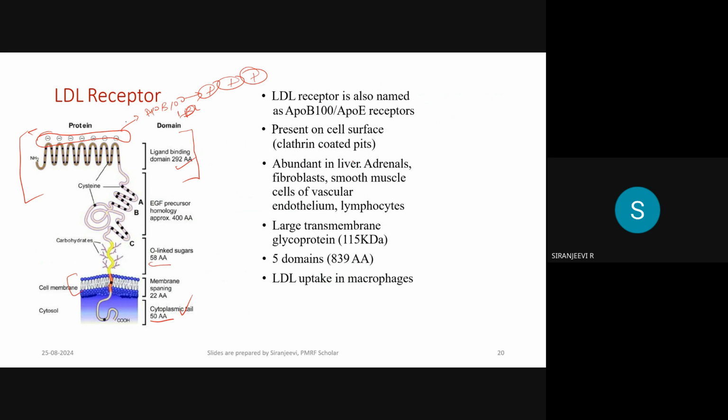So this is the case. If you see, the LDL receptor is also named the ApoB100 and ApoE receptor. It's present on the cell surface, and usually it is clathrin coated to do the endocytosis. It's abundant in liver, adrenals, fibroblasts, smooth muscles, cells of the vascular endothelium, and lymphocytes. It is a large transmembrane glycoprotein of around 115 kilodalton, and it has the five domains that I've already explained. Usually it helps in the LDL uptake in macrophages as well as in other cellular systems.